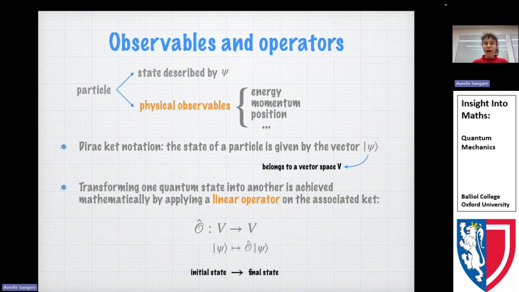So you act on ket psi with your operator O hat, and then what you get is O hat ket psi, which is a different vector. It's another vector in your vector space. So that is what a linear operator is. It is a function that acts on your ket psi in the vector space and gives you back O hat ket psi, which is ket psi transformed by O hat, which is again in your vector space. So it transforms your initial state into your final state.